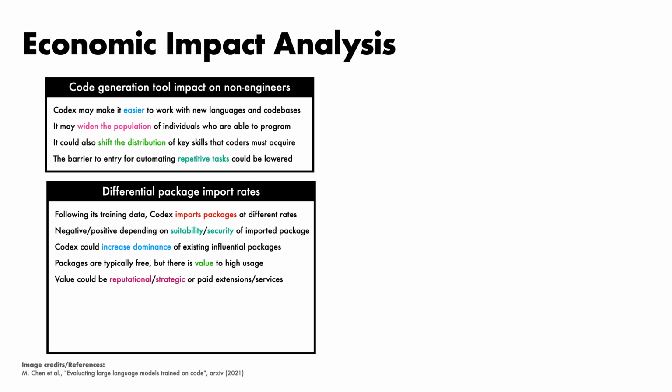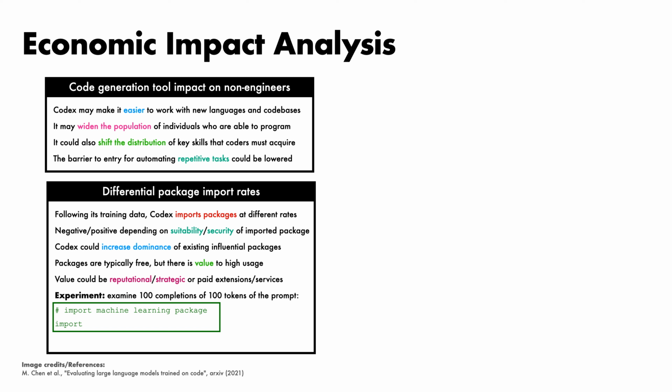To give a concrete example of how code generation could produce differential outcomes, the Codex authors examined 100 completions of 100 tokens for the following prompt, which begins with a comment saying "import machine learning package," then includes an incomplete import statement. They found that of the 100 completions, 6 imported TensorFlow, 3 imported PyTorch, and 2 were for other libraries that are rough substitutes for these. This differential import rate could have economic consequences for each of these libraries.